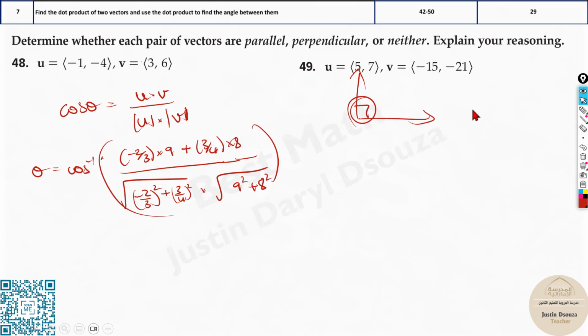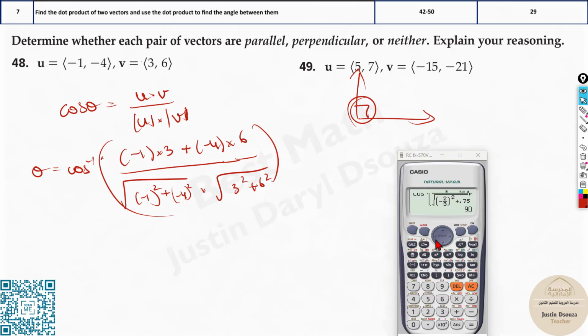So here we just change the values. In u dot v, whatever the values are, you just change them, and then the same formula, squaring and all is the same, magnitude is the same. So let me write it out. It'll be minus 1 times 3, and over here we have minus 4 times 6. In the denominator, minus 1 squared plus minus 4 squared, and then 3 squared, 6 squared. Let's put this entirely in the calculator now.